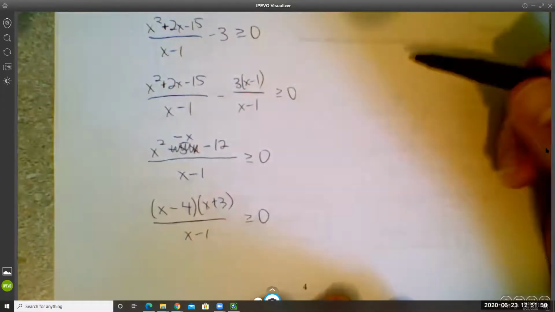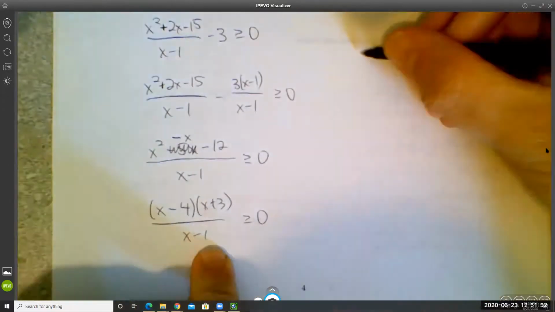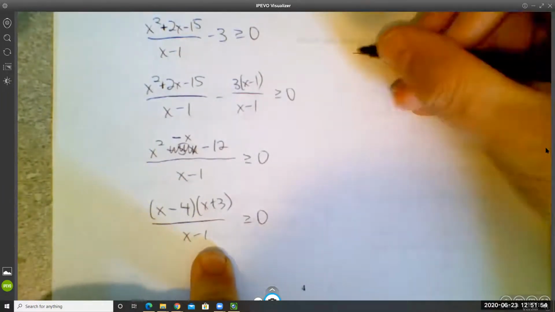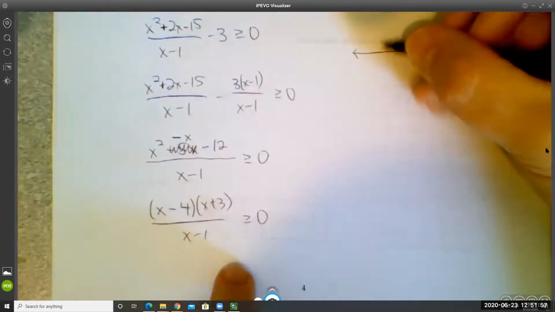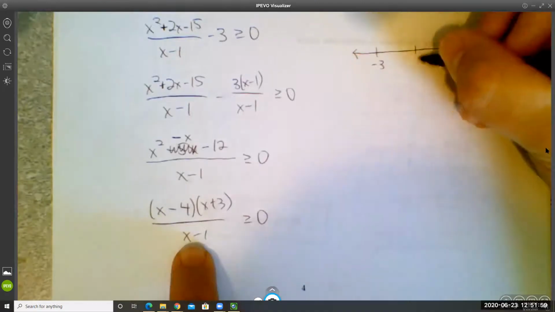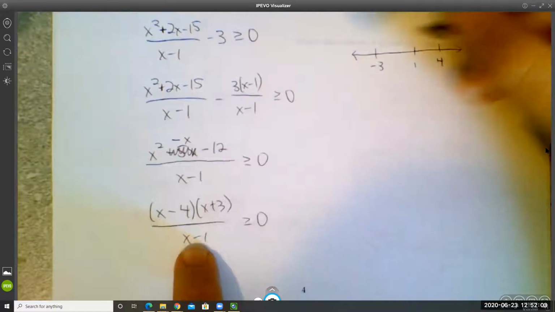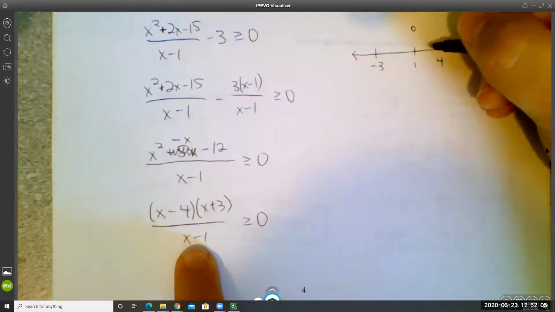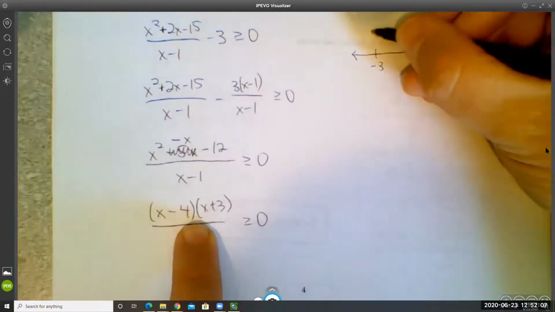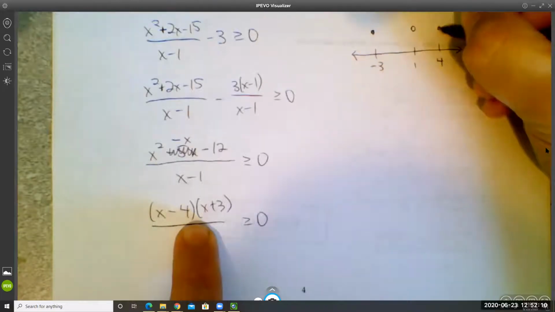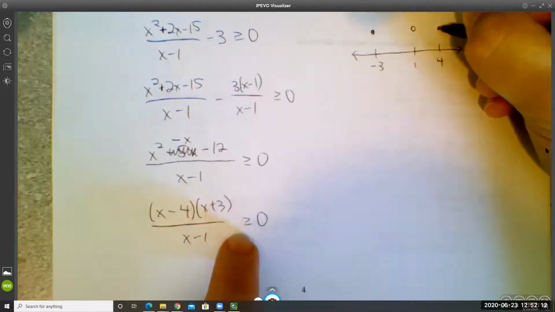Now I'm going to plot where the expression can change sign on a number line. It can change sign at -3, 1, or 4. I'm going to plot the 1 with an open circle because it came from the denominator. I'm going to plot the -3 and the 4 with closed circles because they're from the numerator and the inequality is inclusive.